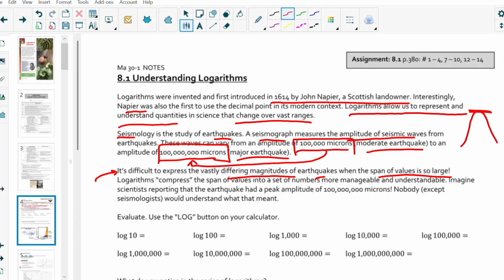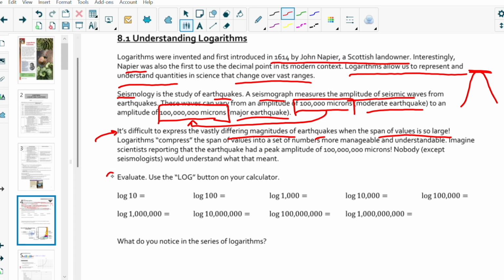Can you imagine scientists, or you read or listen to the news, and they report an earthquake with a peak magnitude of 100 million microns struck this area? You'd pause and think, what the heck does a 100 million micron earthquake feel like? You have no idea. It's such a large number that you can't wrap your mind around. What is that? I don't get it. Nobody except seismologists would actually understand what that meant.